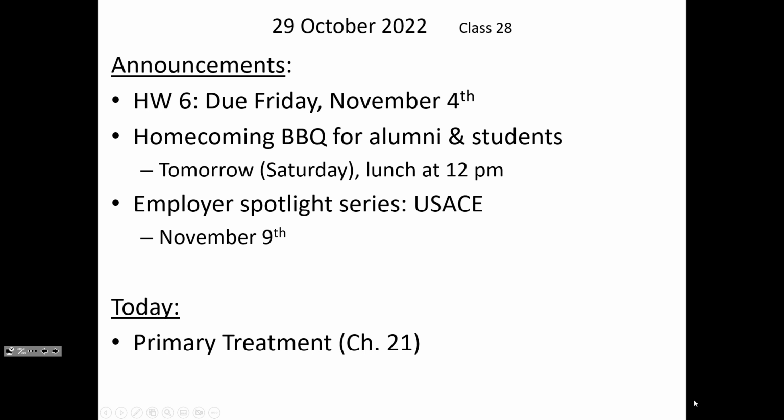And just a reminder about the homecoming barbecue tomorrow. Even if you haven't RSVP'd yet, you might as well show up. I think we're going to have plenty of food. So, it's looking like the weather's going to be nice. The food's going to be delivered at noon. And there's going to be people playing cornhole and other lawn games, and so we'd love to have you there.